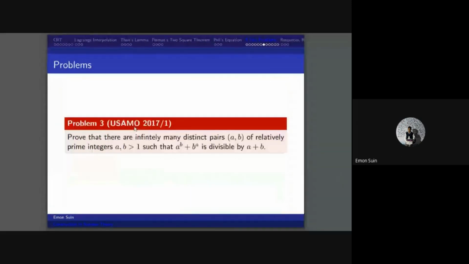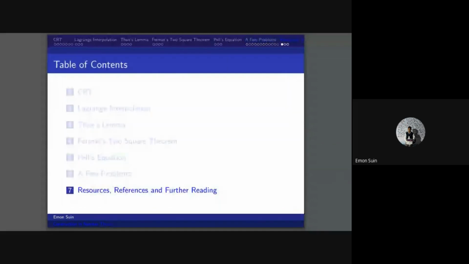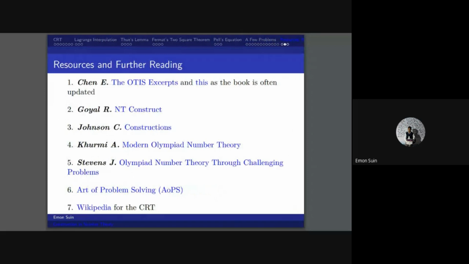There are 5 more problems there with some hints given. I will also share the problem set with Israr, who will in turn share the announcements. As resources, you can look into Evan Chen's OTIS Excerpts, and the site web.evanchen.cc, because the book is often updated every year or so. So you can get the updated version from this site only.